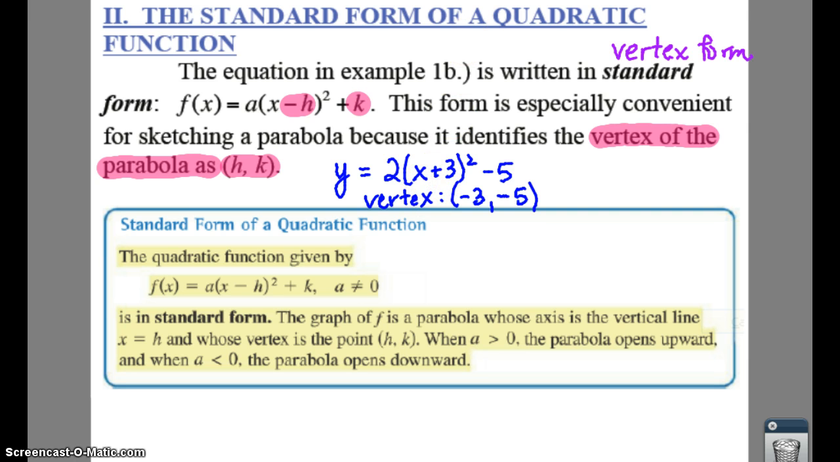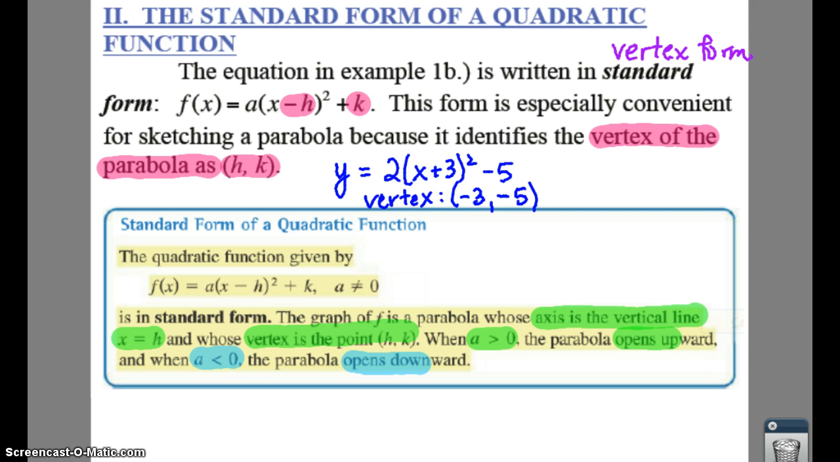All right, so if we look at the nice yellow box here, if we have our standard form, then you have a vertical line, or an axis. We like to call that the axis of symmetry. That's at x equals h. You have a vertex at h comma k, and your graph is either going to be opening up or down. If a is greater than 0, your parabola opens up. If a is less than 0, that means it's going to be opening down.